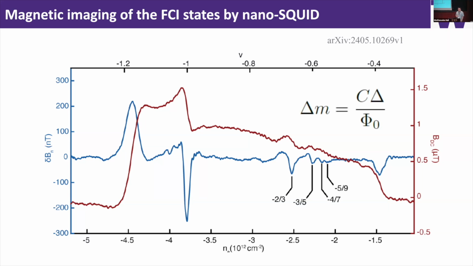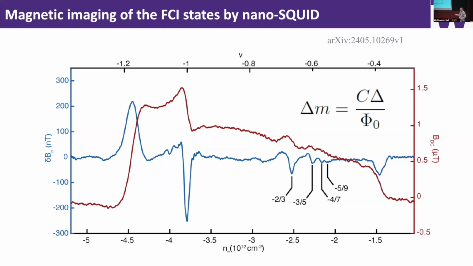So one nice thing we can learn from these measurements is to extract the thermodynamic gap. To walk you through how we understand this: when you have these chiral edge states or topological systems, these edge states also contribute to the magnetization. The contribution is described by this formula here.